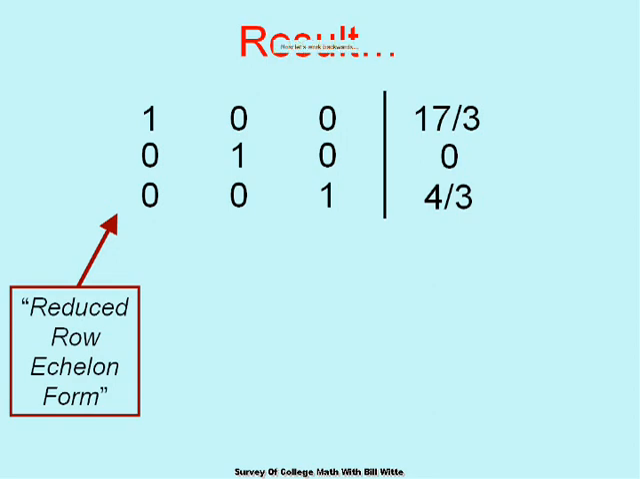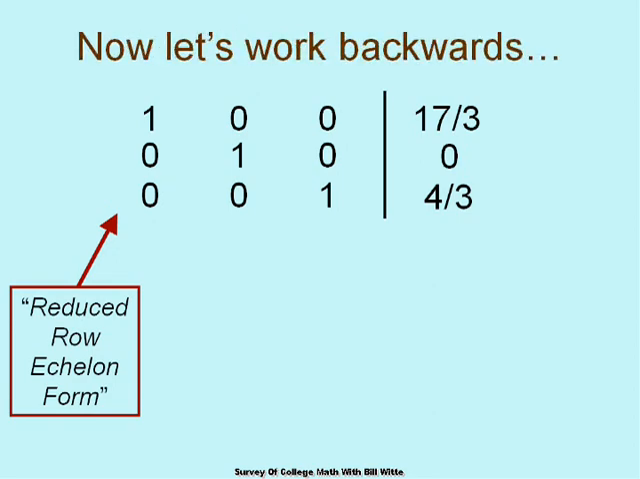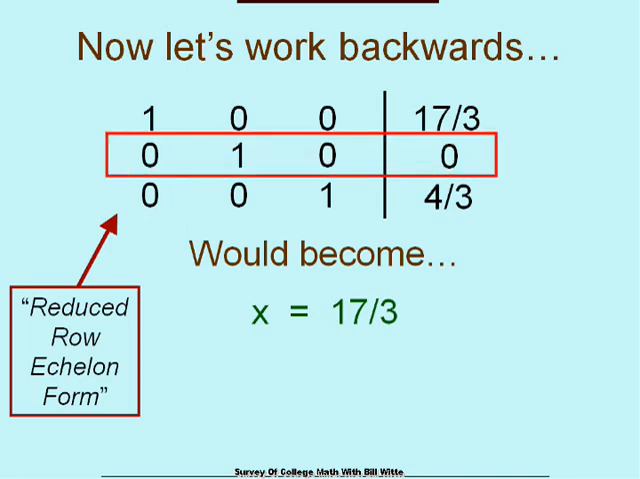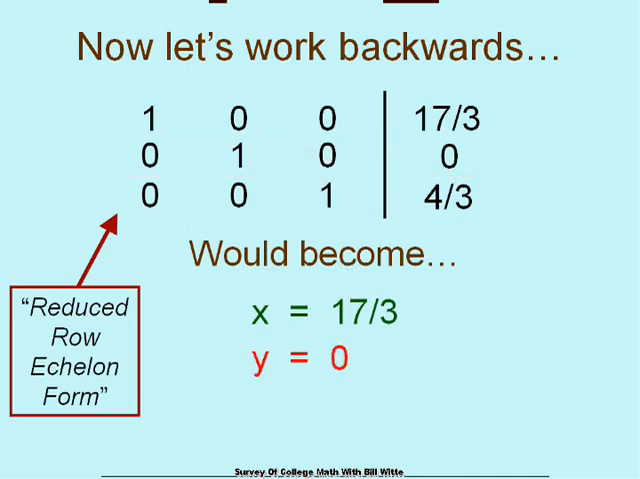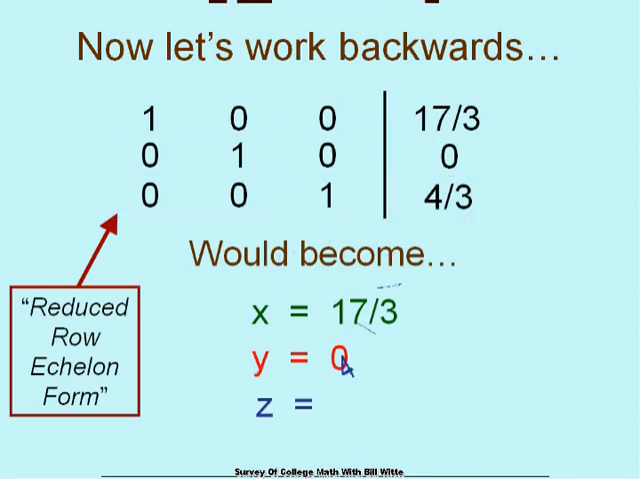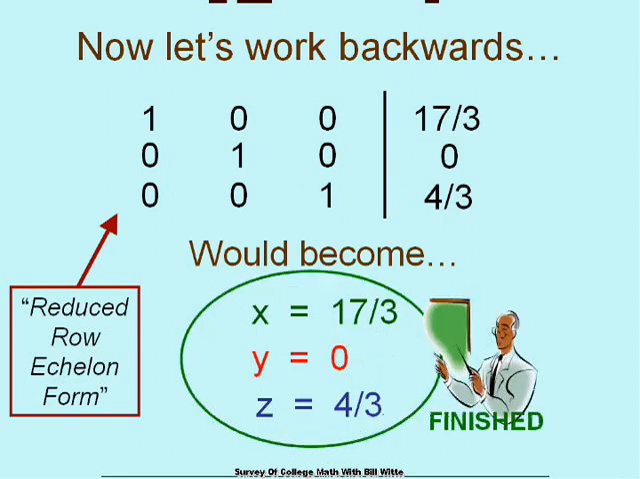You did it. All we got to do now is basically icing, is turn it back into an equation, which is very simple. The first row, x is going to be 17 thirds. The second row, y is going to be 0. And the third row, z is going to be 4 thirds. And there's your answer. Okay, now that's a lot of work, isn't it?